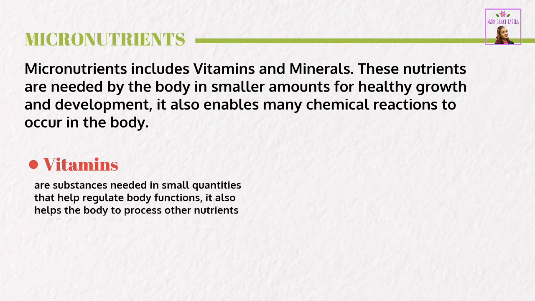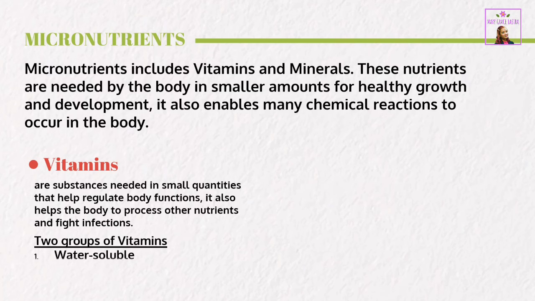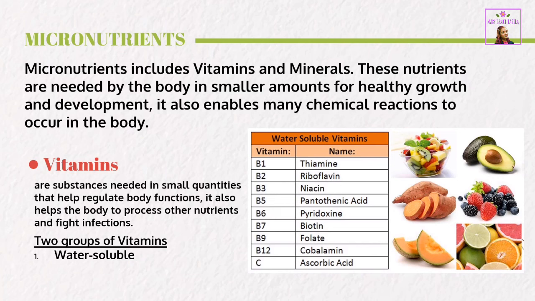Vitamins are substances needed in small quantities that help regulate body functions. They also help the body to process other nutrients and fight infections. Vitamins are grouped into 2. First is water-soluble. Water-soluble vitamins such as vitamin C and many B vitamins cannot be stored in the body, so they must be included in one's daily diet.